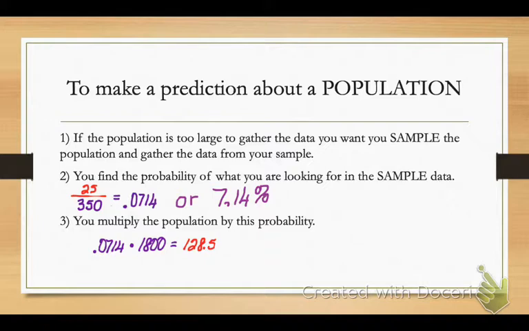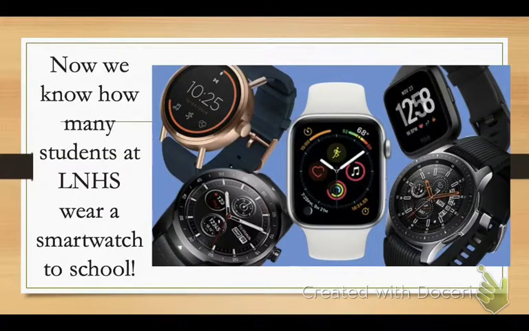Well, you can't have half a person. Don't want any body parts. So we're going to round that to about 129 students at LNHS wear smartwatches. Not sure why the psychology class wanted that, but I think now you know how to find the probability from a sample and then take that probability and multiply it by a population so you can make a prediction about the population.